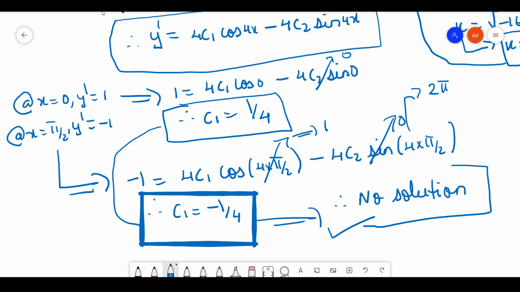If you want to know more details about differential equations, please check out the NPTEL courses, and I hope you understood this problem. Now if there was a slight change in these boundary conditions, you would have got a different answer. So make sure you substitute these values properly, because based on that your answers will change.